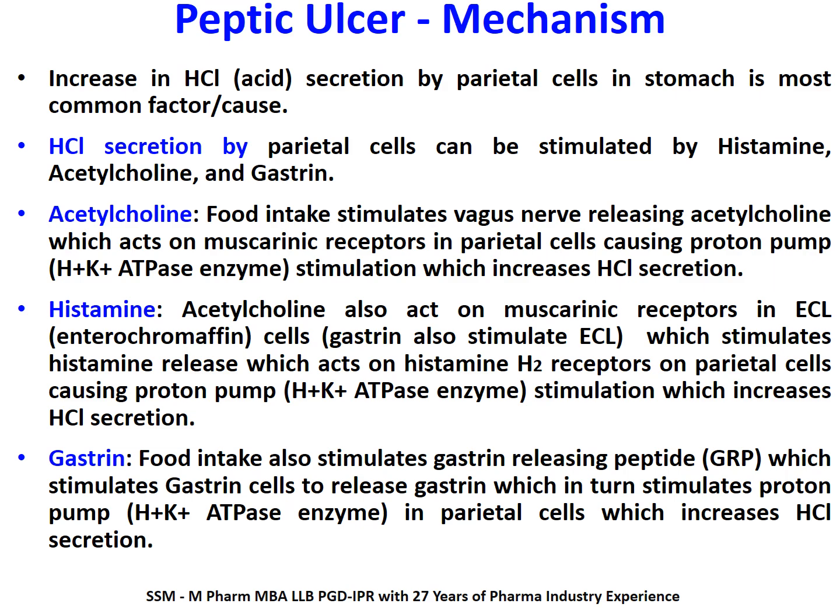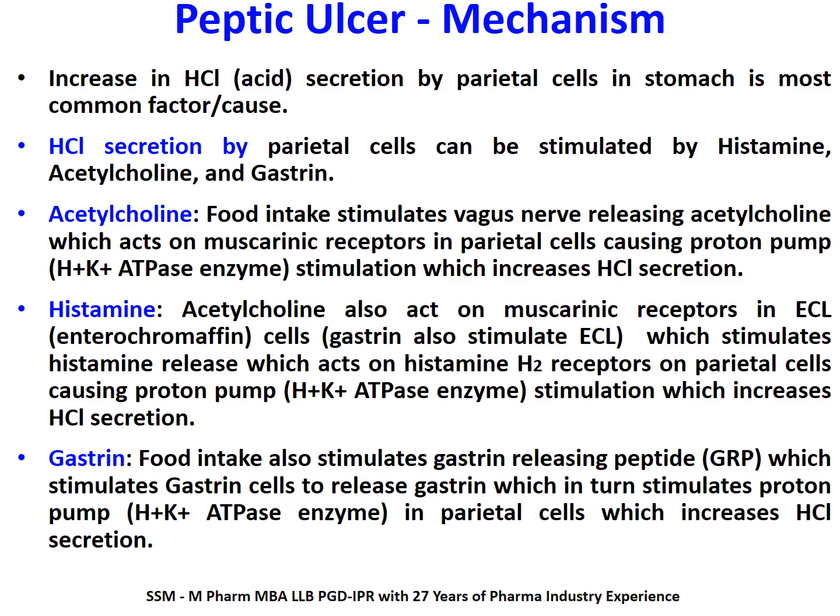Now, role of acetylcholine: food intake stimulates vagus nerve, which releases acetylcholine, which acts on muscarinic receptors in parietal cell, and which leads to stimulation of proton pump. And stimulation of proton pump leads to increase in acid secretion. Proton pump is also called hydrogen potassium ATPase. So it is an enzyme. Anything which stimulates proton pump will increase hydrochloric acid secretion in stomach.